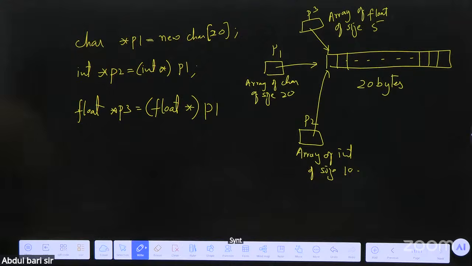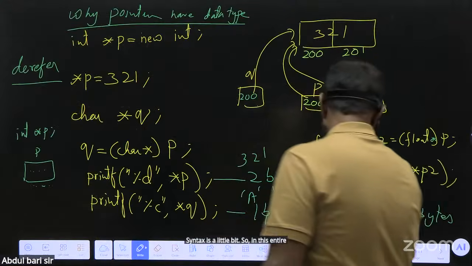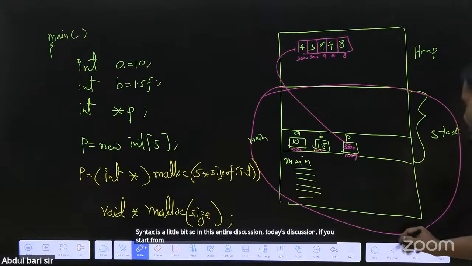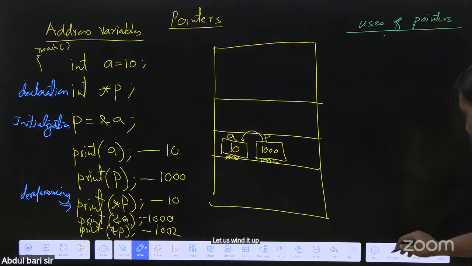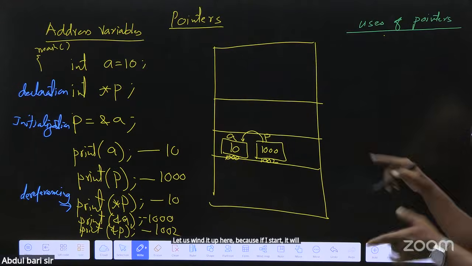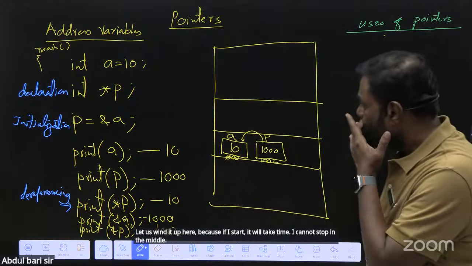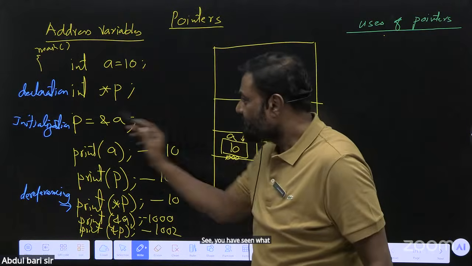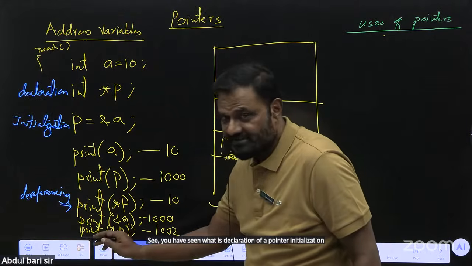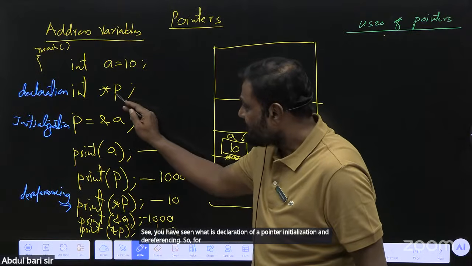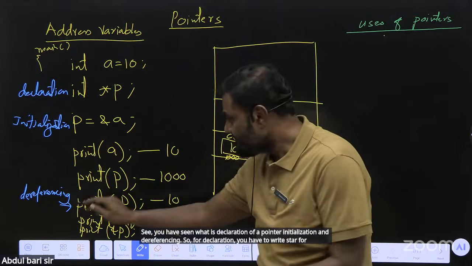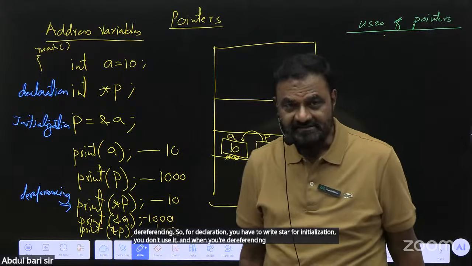So in today's entire discussion, if I start from the beginning, let us wind it up here, because if I start, it will take time and I cannot stop in the middle. See, you have seen what is declaration of a pointer, initialization, and dereferencing. For declaration, you have to write star. For initialization, you don't use it. And when you're dereferencing, you should write star.